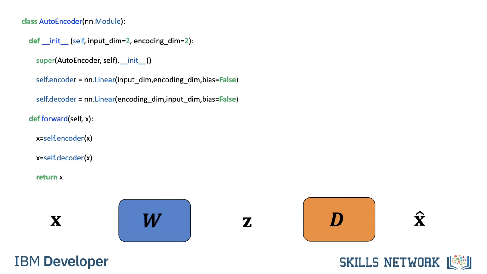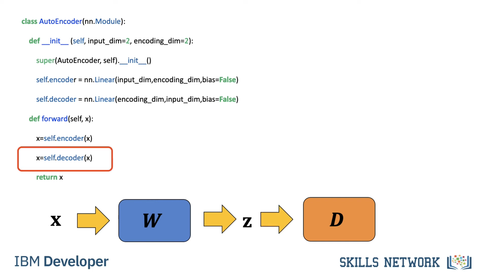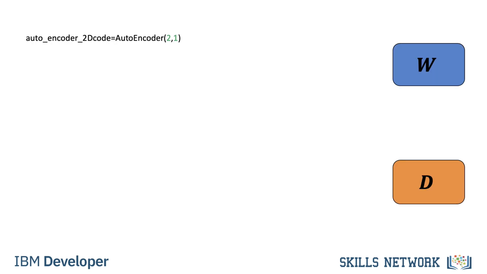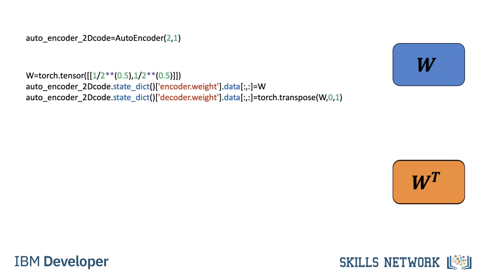In the forward function, we call this the encoder. This takes the input X and outputs the code. The decoder takes input Z and produces the output. We create an autoencoder object with an input dimension of 2 and an encoding dimension of 1. As PyTorch randomly initializes the weights, we set the ones used in the previous slides, i.e., where the decoder is just the transpose of the encoder.